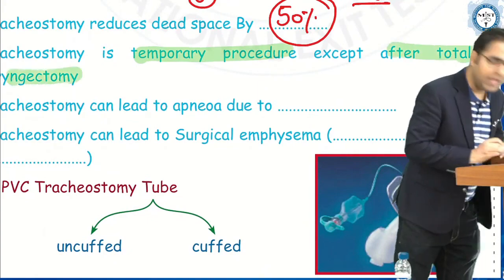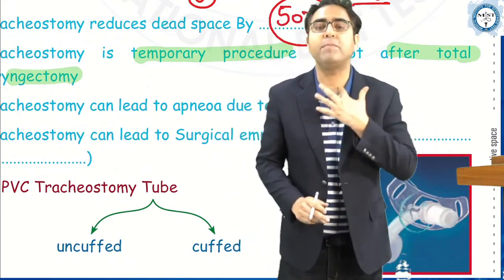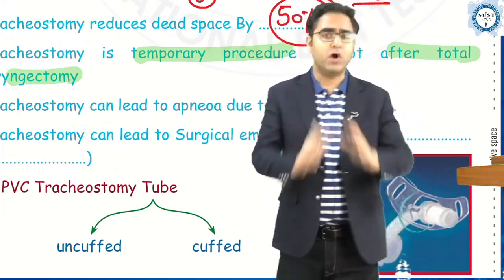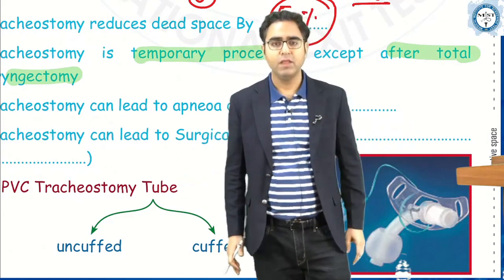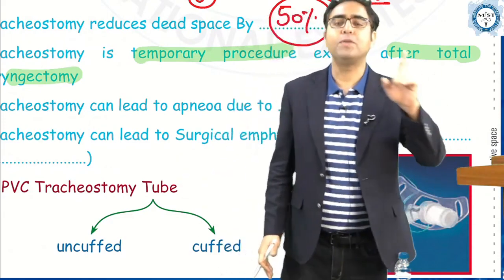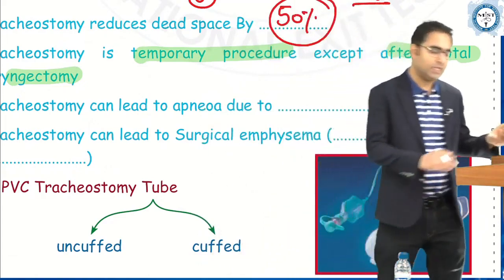Now, tracheostomy is a temporary procedure, except after total laryngectomy, beta. Remember, after laryngectomy you will have a permanent tracheostomy; there is a permanent hole in the neck. Otherwise, tracheostomy is only for a few days, weeks or months, beta. But after laryngectomy, you have a permanent tracheostomy.